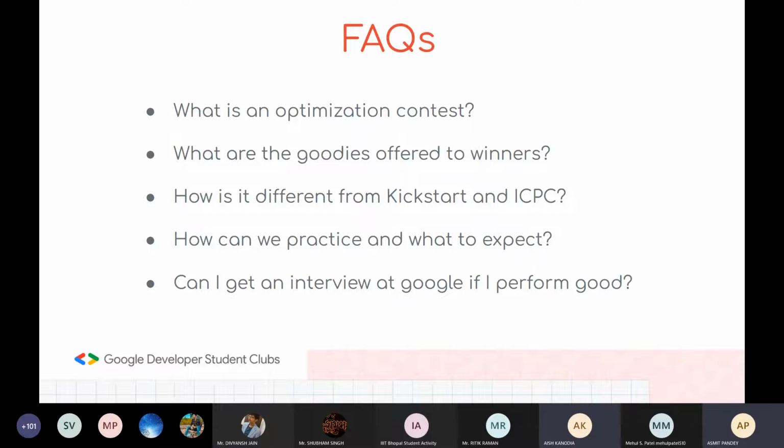Okay, sir. So the first one is what exactly is an optimization contest? So like starting से हो रहा है कि hash code एक optimization contest है. Sir, actually optimization contest होता क्या है?